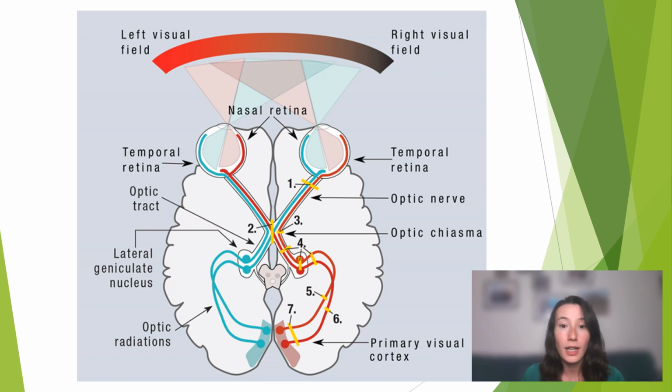So when you break it down, you will see that of the total of 4 lines, only 2 of them actually cross over at the optic chiasm. And the 2 that cross over are the ones in the middle. So the right side of the left eye and the left side of the right eye.